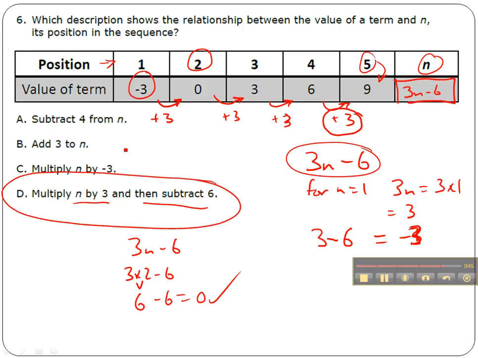One other strategy you could use for a problem like this, since they give you 4 answer choices, is to try all of these with different values of n. If I try subtracting 4 from n, when n equals 1, that does give me negative 3. But when n equals 2, if I subtract 4, that should be negative 2, and it's not. Add 3 to n. If I add 3 to 1, that gives me 4, not negative 3, so that doesn't work. Multiply n by negative 3. Again, that works for positive 1, but it doesn't work for positive 2 because this would be negative 6 if that were the case. So definitely answer choice D.